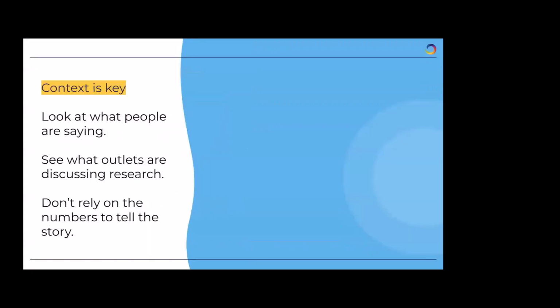But my main takeaway about the score is that the score actually doesn't really matter when it comes to trying to ascertain potential impact or actually tell a story about how your research is perhaps impacting greater audiences. So we really want to look at the context, see what people are saying, see what outlets are discussing the research, and we don't want to rely on the numbers to tell the whole story.